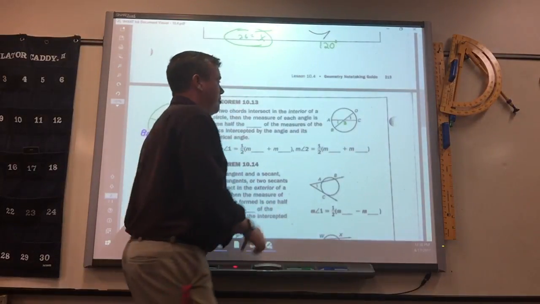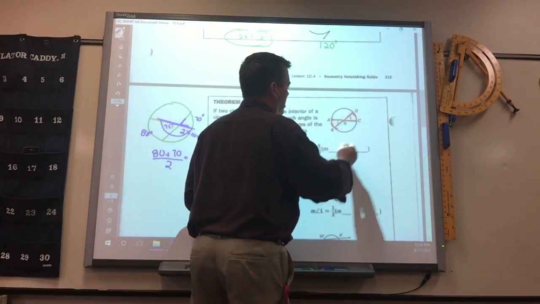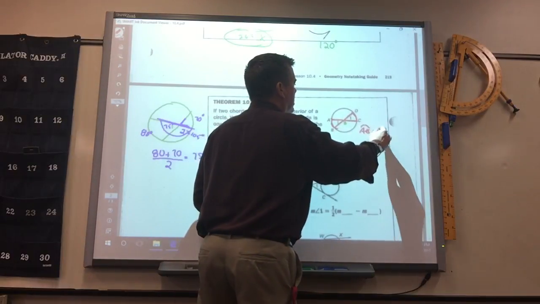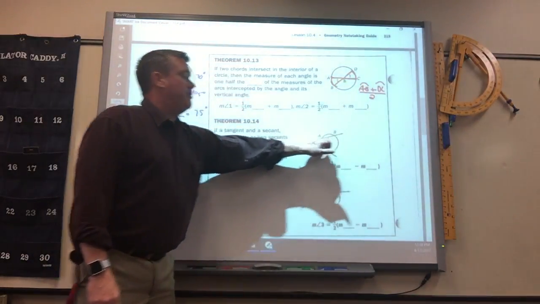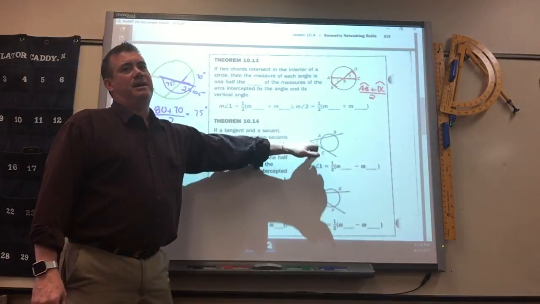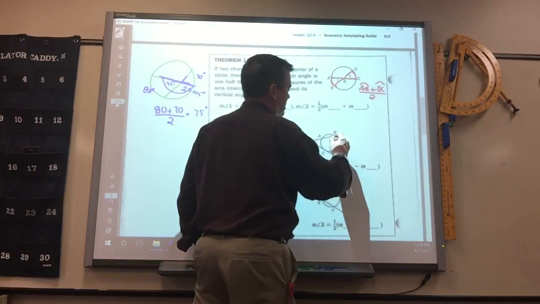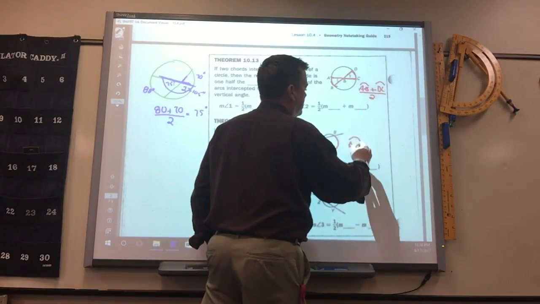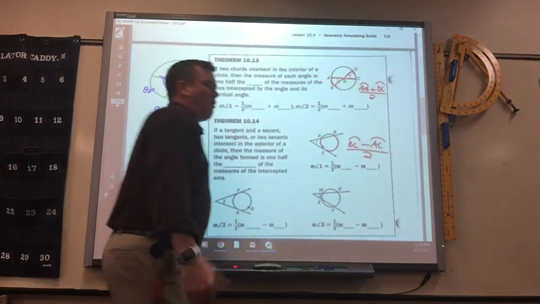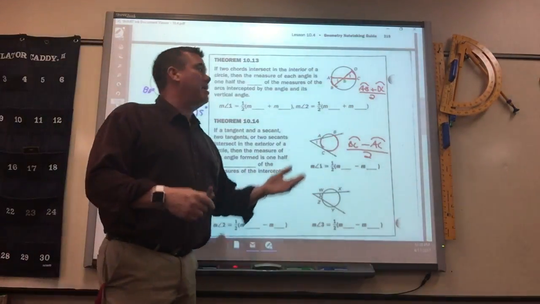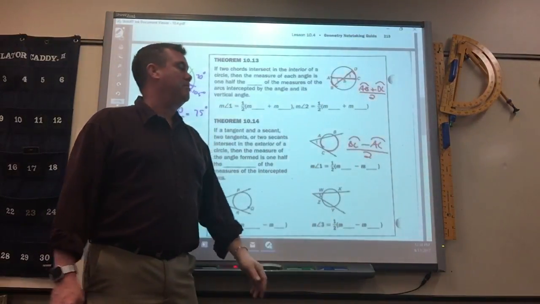So, if the angle's inside, it's the average of the two arcs. It would be arc AB plus DC divided by 2. If it's two secants and the angle's outside, it's the same concept, except you subtract. It would be arc BC minus AC divided by 2. Okay? So that's just something you got to memorize. If it's inside, you add them, divide by 2. Outside, you subtract them, divide by 2.